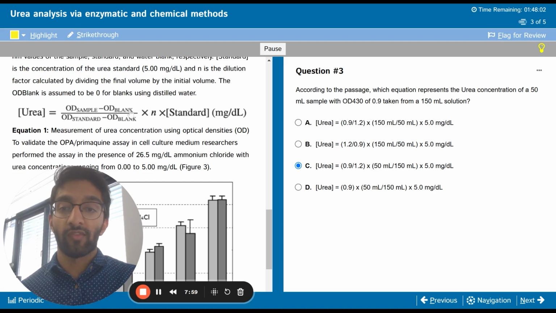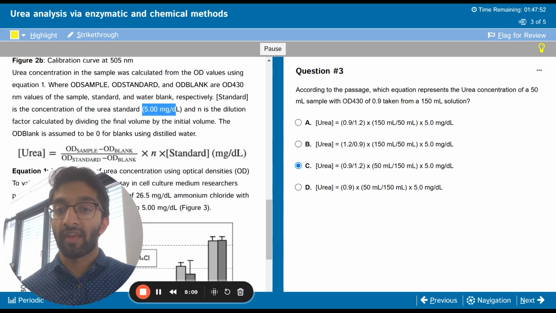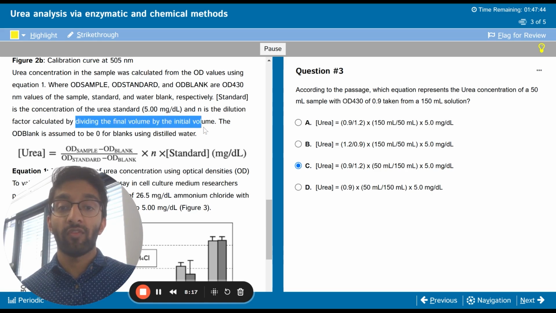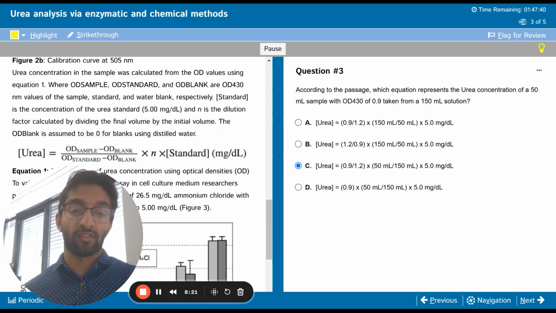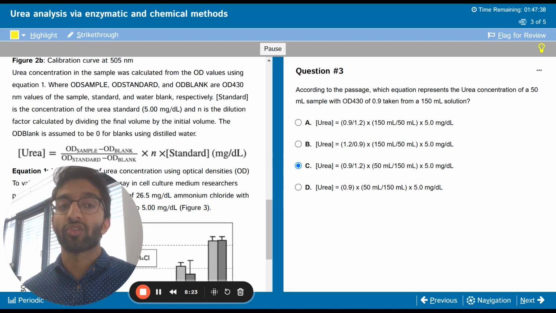Okay, maybe we can do 50 over 150 first because it's a bit easier. We can notice that the concentration of standard in milligrams per deciliter is basically already given to us, 5, and that was also mentioned in the passage, so we don't have to worry about that. And the second term now is N, and we notice that N is the dilution factor calculated by dividing the final volume by the initial volume. In general, the dilution factor is always like this. So even if they didn't tell you that, that's just something you should know.